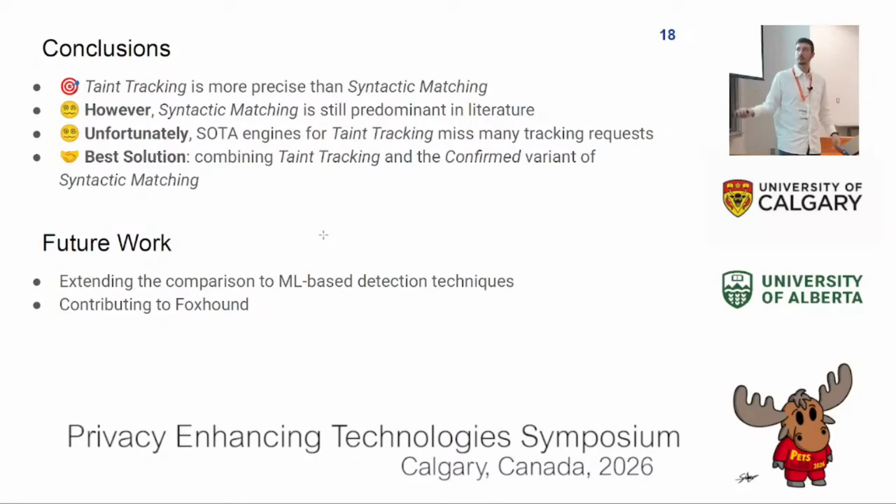As future work, we plan to extend the comparison to techniques for detection based on machine learning and contribute to Foxhound to further enhance its coverage.